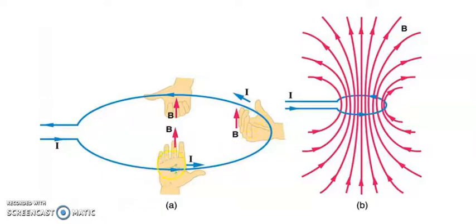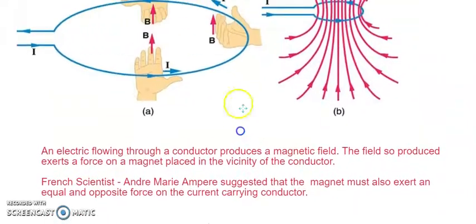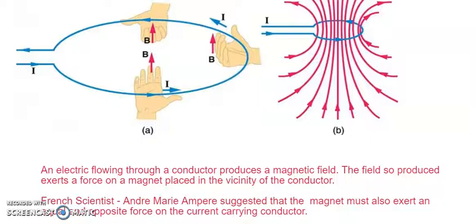And we used the right hand thumb rule, where the thumb indicated the flow of the current and the fingers wrapping the conductor represented the direction in which the field lines will be flowing, right? Now, an electric current flowing through a conductor produces a magnetic field. That is what we saw in the straight conductor and in the loop. The field so produced exerts a force on a magnet in the vicinity of the conductor. What does that mean? That means the current passing through the conductor applies a magnetic effect or a force, due to which the magnetic field lines are produced.